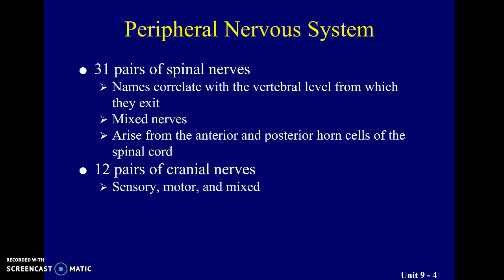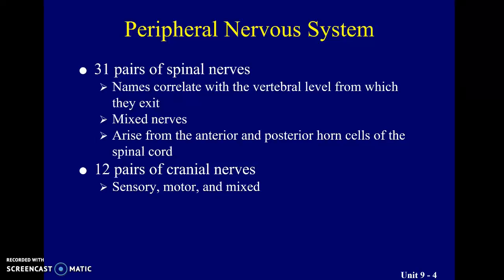In the peripheral nervous system, we have 31 pair of spinal nerves, so the names correlate with the level of the vertebrae at which they're going to be entering or exiting. These are mixed nerves, and what that means is they have both sensory and motor components. These will arise from anterior and posterior horn cells of the spinal cord, and you'll see that more in a bit.